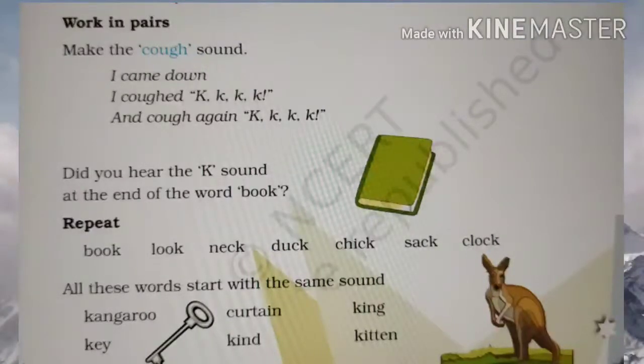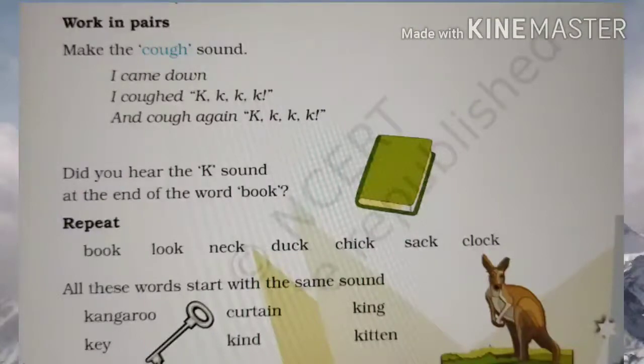Book. In this question, you also do not have to do anything. You do not have to write anything. In this question, you have to know about the sound of ka when you say cough and when you say book. What is the difference between the ka sound in cough and book? You have to feel this sound in this question.